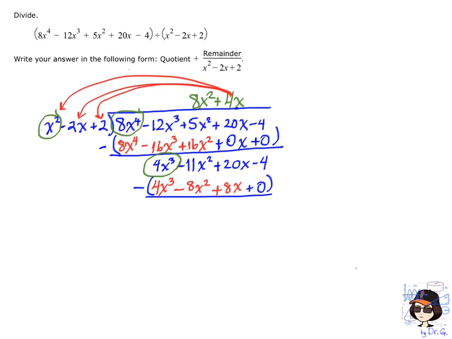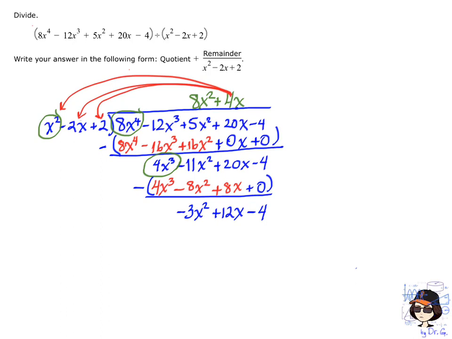So 4x to the third minus 4x to the third is nothing. Look at the second term, negative 11x squared minus negative 8x squared. So negative 11 minus negative 8 is negative 11 plus 8, and that's a negative 3. So it's negative 3x squared. The third term is 20x minus 8x, so that's a positive 12x. And the last one is negative 4 minus 0, which is just negative 4.